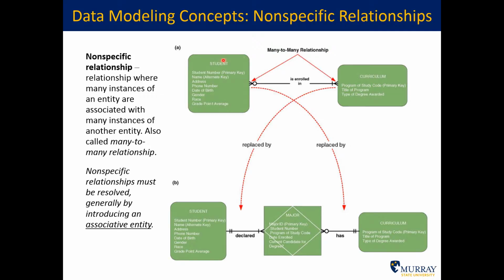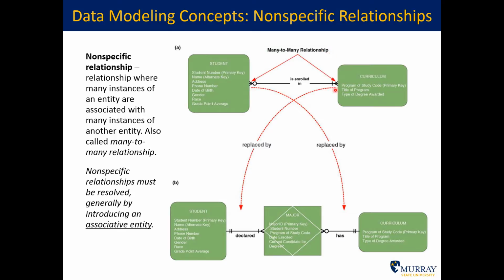Now this is what non-specific or many-to-many relationships are all about. Sometimes when you model a database, you have a situation where you have two entities, such as here you have a student entity and a curriculum or major entity. And the relationship between those two entities has many on both sides. So that's why it's called the so-called many-to-many relationship.